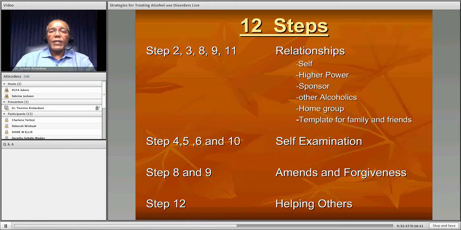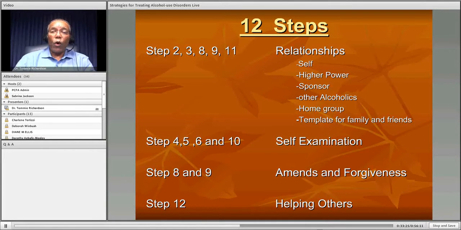Now, the 12 steps, as you can see here, are illustrated. Steps 2, 3, 8, 9, and 11 have to do with relationships. Relationship with self, the higher power, the sponsor, other alcoholics or colleagues, home group, the template for family and friends.